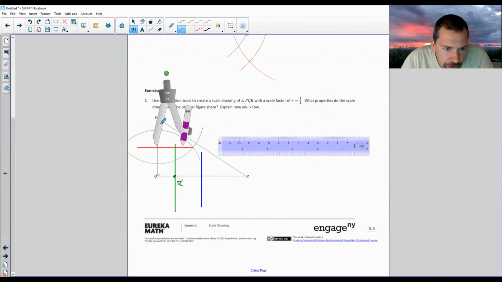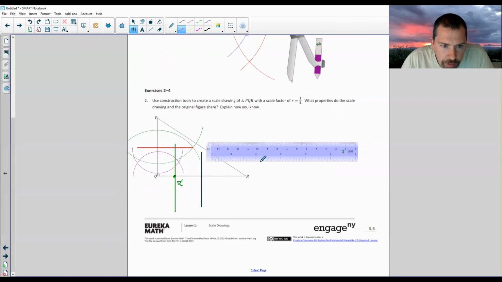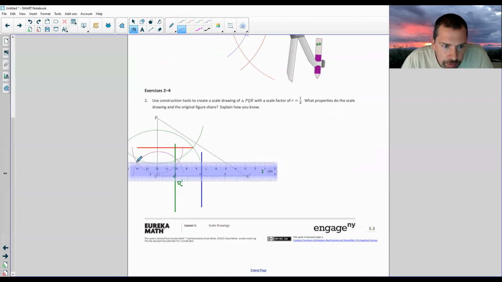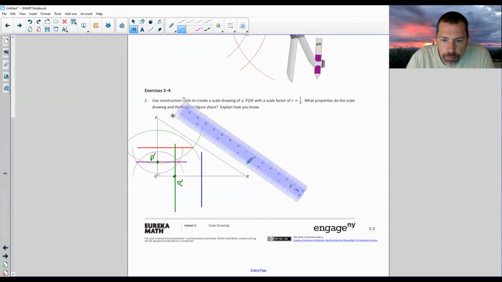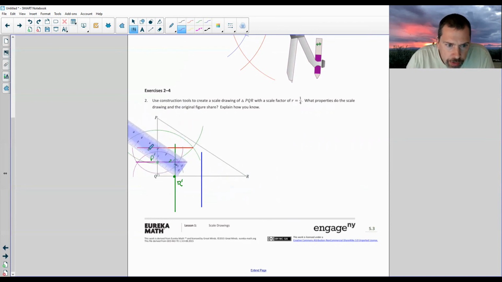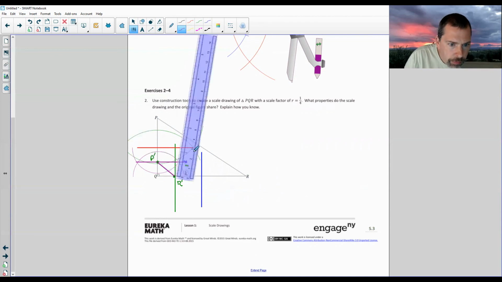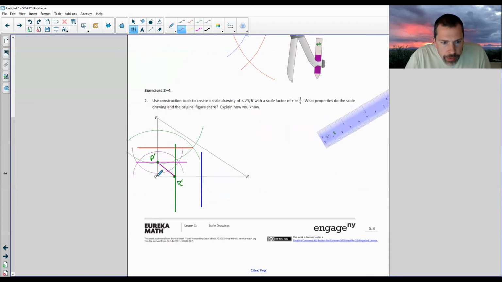I apologize for that. So I want to put my segment here, rotate it this way, bring it to Q, rotate it this way, bring my ruler over and draw a segment like so. And this is P prime. Get my ruler, put 0 at R, rotate it to P. Draw the segment. And this tiny little triangle right here, P prime, Q prime, R prime, is 1/4 the size of PQR.